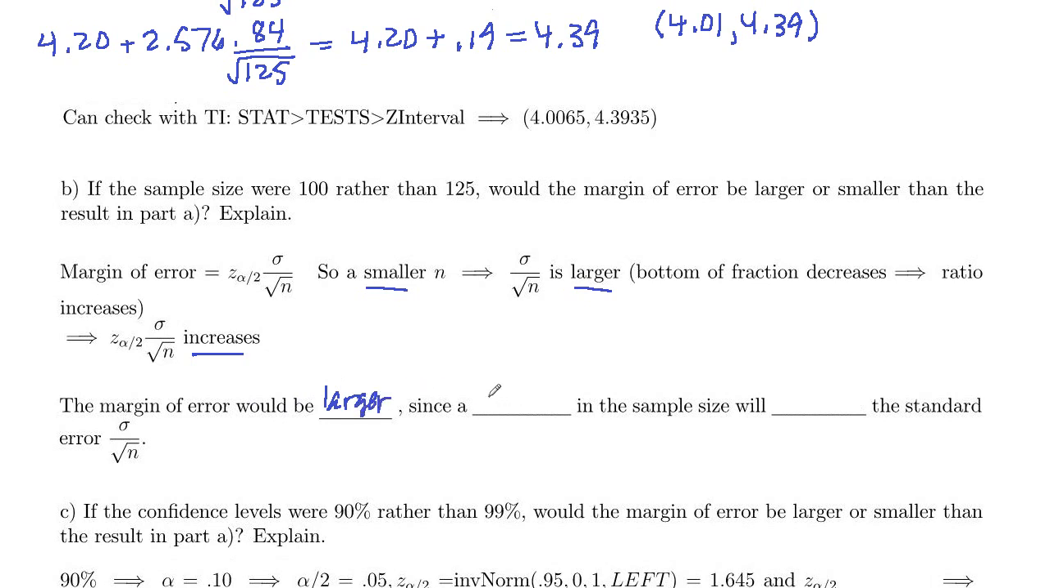So the margin of error here would be larger, since a decrease in sample size, we decreased from 125 to 100, will increase the standard error, that sigma over root n, and that's what we were saying up here. The standard error gets larger. So this part gets bigger, so the whole thing gets bigger since the z-value stays the same.